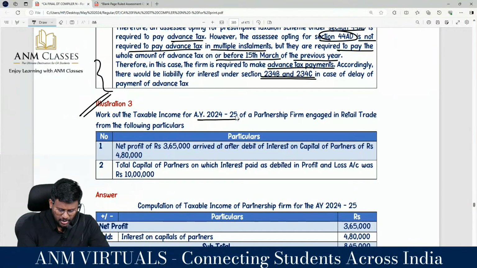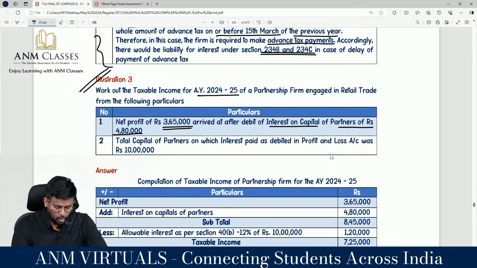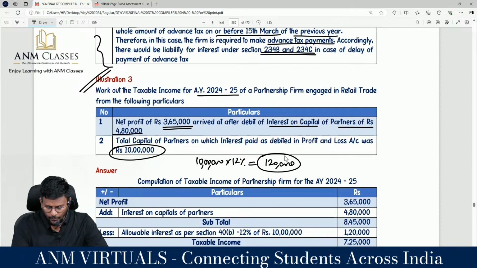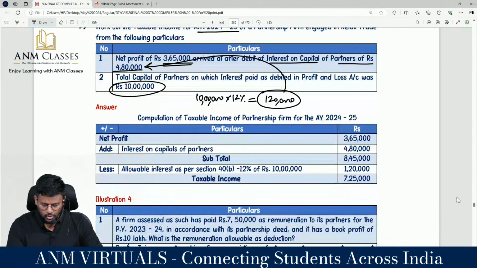Work out the taxable income for assessment year 24-25 of a partnership firm engaged in retail trade from the following particulars. Net profit 3,65,000, arrived at after debit of interest on capital of partner of rupees 4,80,000. Total capital of the partner on which interest paid as debited to P&L account was 10 lakh. So on that 10 lakh, we know that only 12% is allowed. So 1,20,000 is allowed. In place of 1,20,000, they have debited 4,80,000. So we have to add back 4,80,000 and we have to reduce 1,20,000.